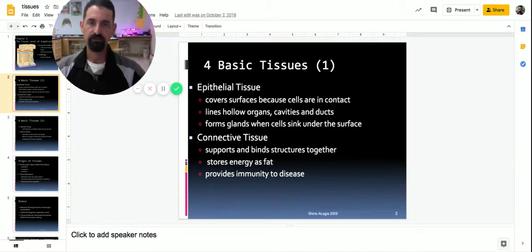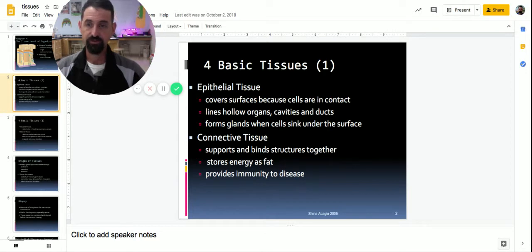Epithelial tissue covers surfaces like the interior of your blood vessels. Your skin is an epithelial tissue. It lines hollow organs, cavities, ducts, and forms glands when cells sink under the surface. So that could be either an endocrine gland like adrenal gland or pituitary gland and secrete something, or it could be an exocrine gland like a sweat gland or an earwax gland. Those are all types of specialized epithelial tissue cells.